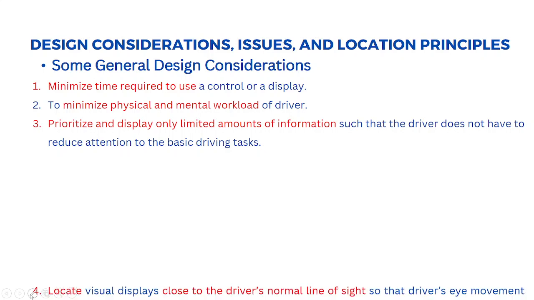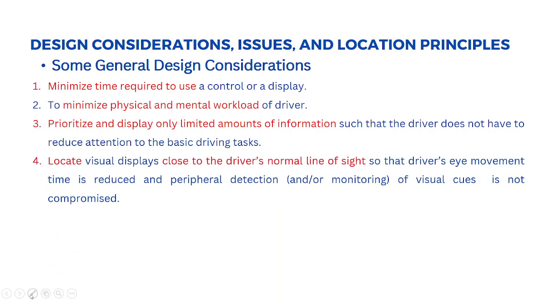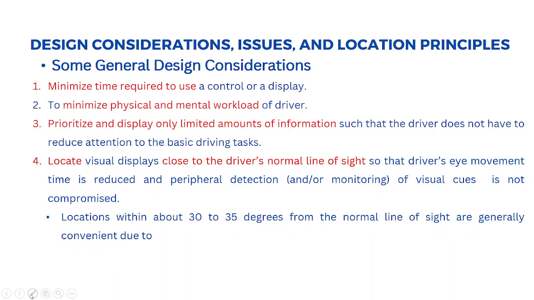The fourth one is the location of visual displays and controls. The visual display should be close to the driver, as near as possible to the normal eye line, so that fewer eye movements are required and peripheral detection of visual cues is not compromised. The primary task of a driver is to keep the vehicle in lane and driving at the specific speed. That should not get affected by locating the visual display or reading information from the display.